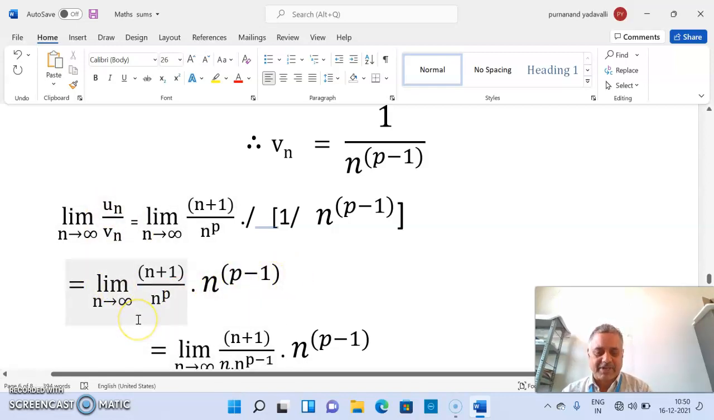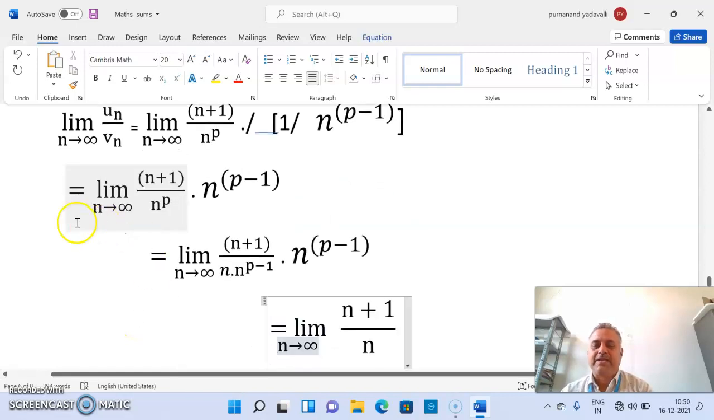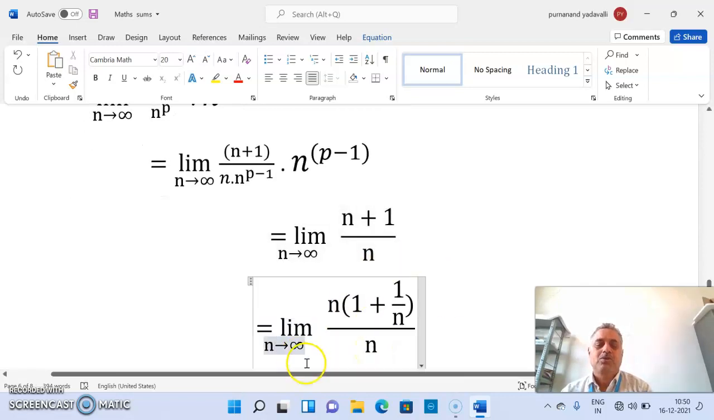As limit n tends to infinity, now we can write n power p as n into n power p minus 1. Therefore, in the denominator we take n power p as n into n power p minus 1. And this n power p minus 1 in the numerator and this n power p minus 1 in the denominator get cancelled. Now we get n plus 1 by n in this portion. And totally it becomes limit n tends to infinity n plus 1 by n. So take n common from the numerator. If we take n from n plus 1, we get n into 1 plus 1 by n, whole by n. This n and this n get cancelled.